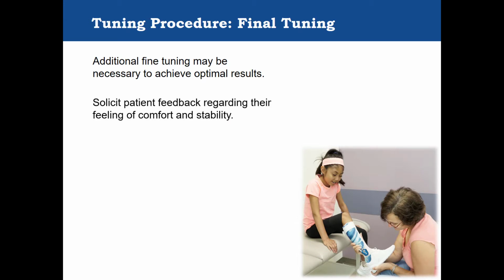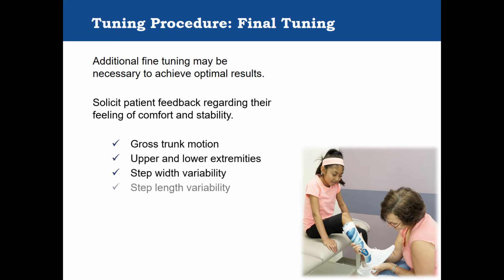Guiding the patient toward comfort, stability, and a sense of improved function in the short and long term is a critical aspect of orthotic optimization. Solicit the patient's feedback regarding their sense of stability and comfort. Observe whole body rather than segmental kinematics. Other objective clinical signs that may be useful for component optimization include gross trunk motion, position of the upper extremities, step width variability as an indication of lateral balance, and step length symmetry and variability as an indication of stability.